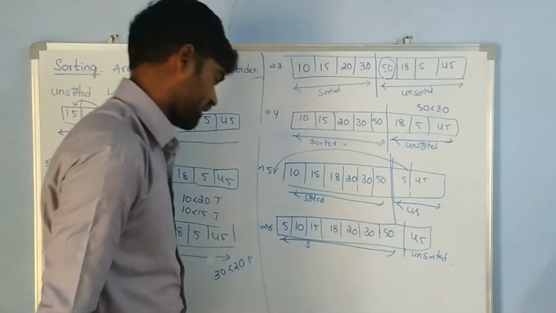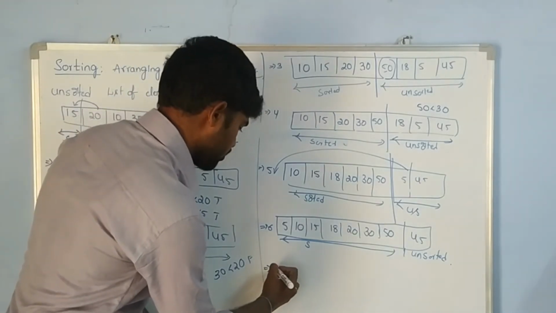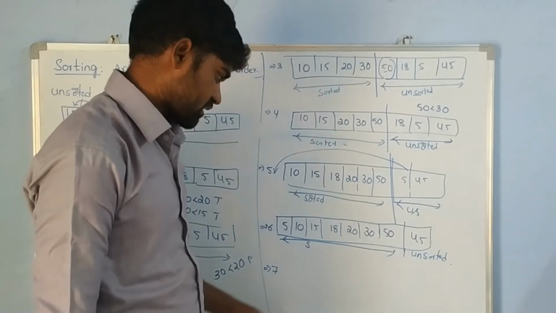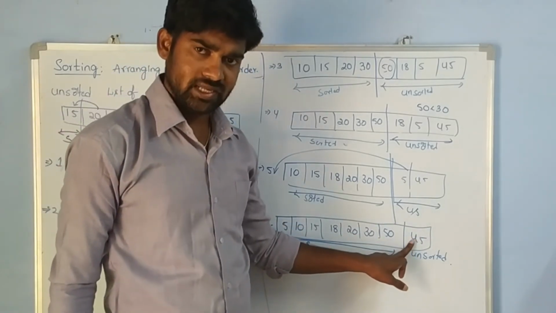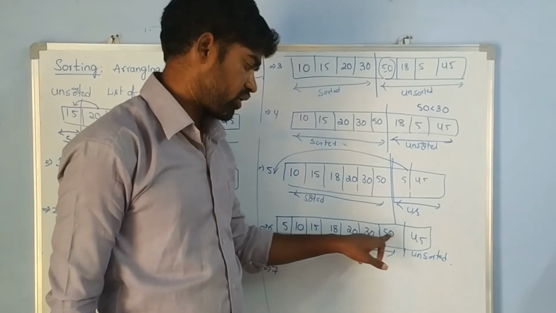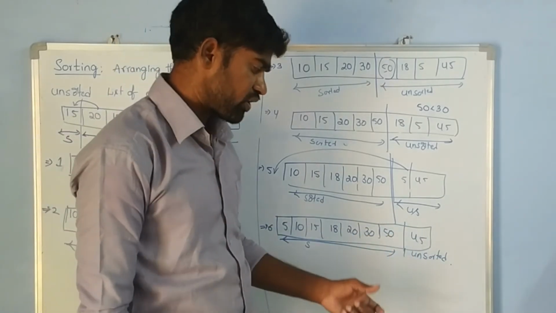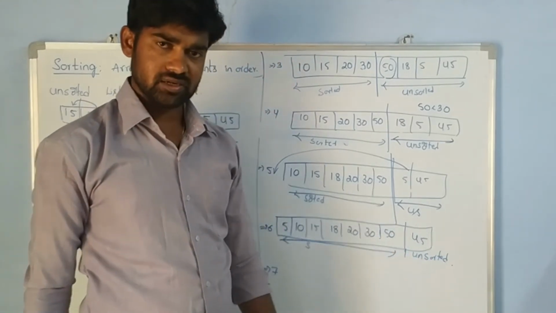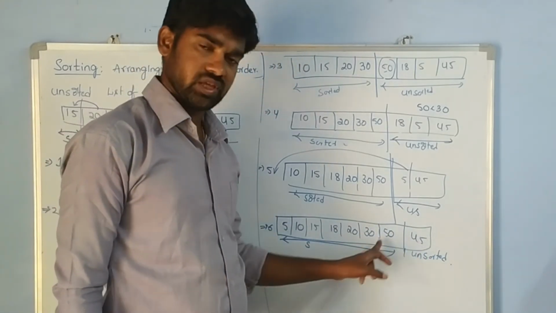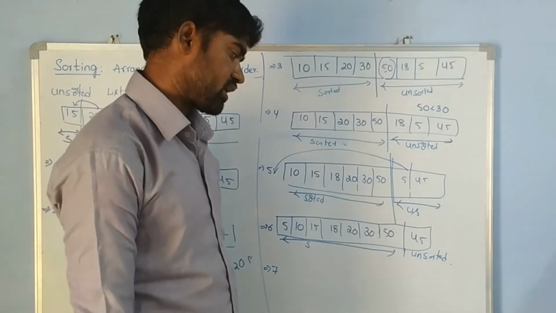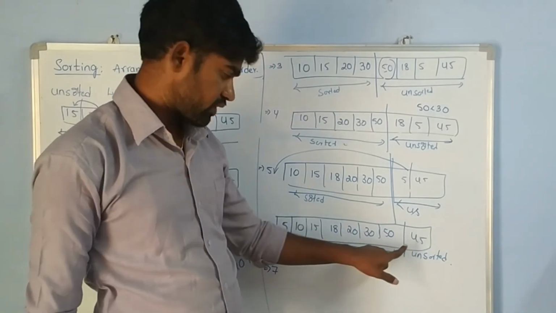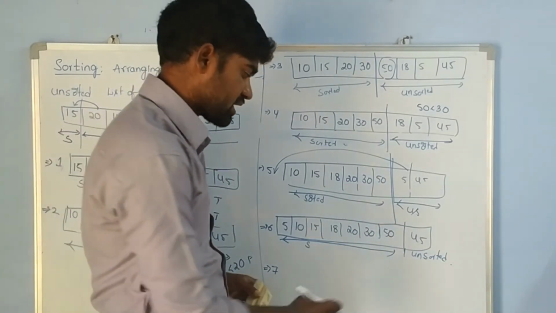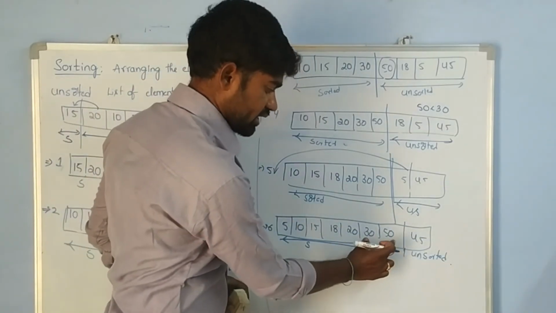Simply, what we have to do in iteration number 7, I think you already understood. In iteration number 6 we left only one element, that is 45, which we need to move into the sorted portion. So how do we check? Is 45 less than 50? The condition is true. Is 45 less than 30? The condition is false. We need to place the element 45 in between 30 and 50.